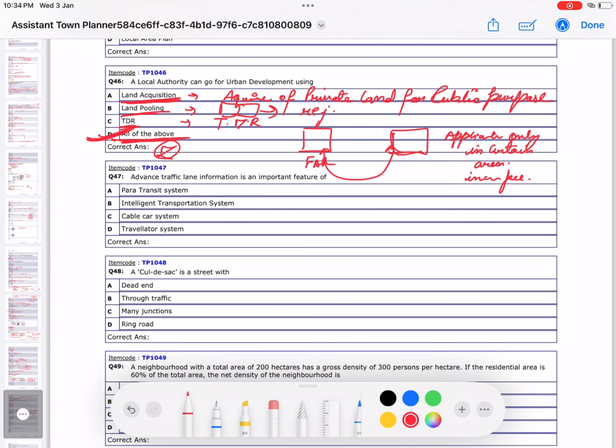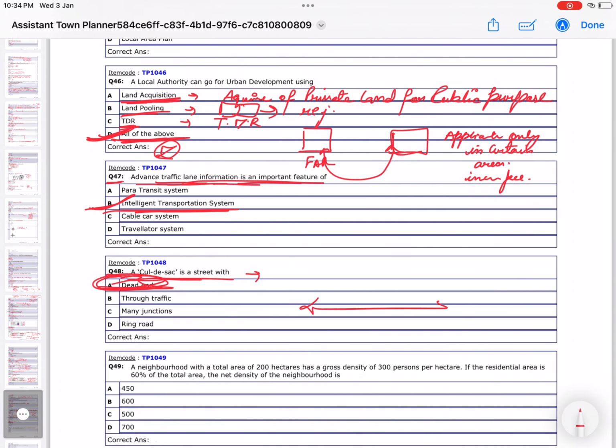Question number 47. Advanced traffic lane information is an important feature of the intelligent transportation system. Question number 48. A cul-de-sac is a street with a dead end. So it is made just to discourage through traffic.